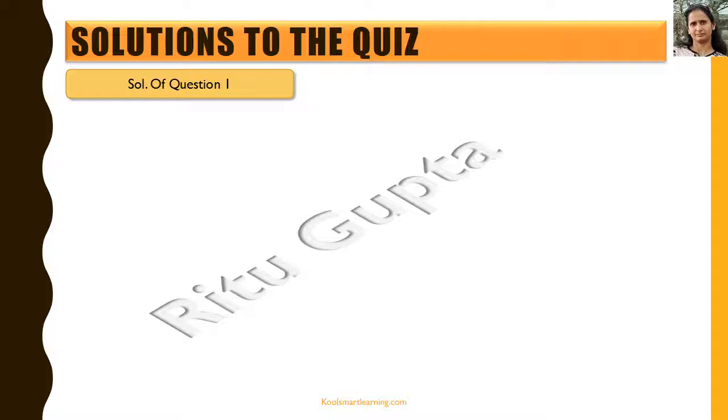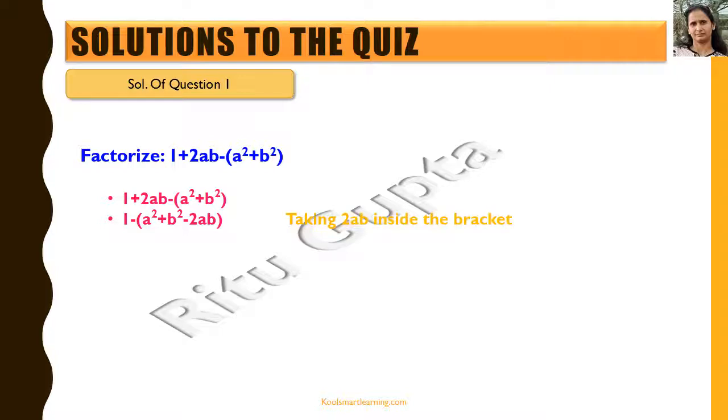Now let's look at the solution for the first question. The question is factorize 1 plus 2ab minus within brackets a square plus b square. So now we can see clearly here that if we bring this 2ab inside the bracket, we will be able to use some identity. So that's what we do. Because we have a minus sign outside of the bracket, we bring this 2ab inside the bracket and we make it minus 2ab.